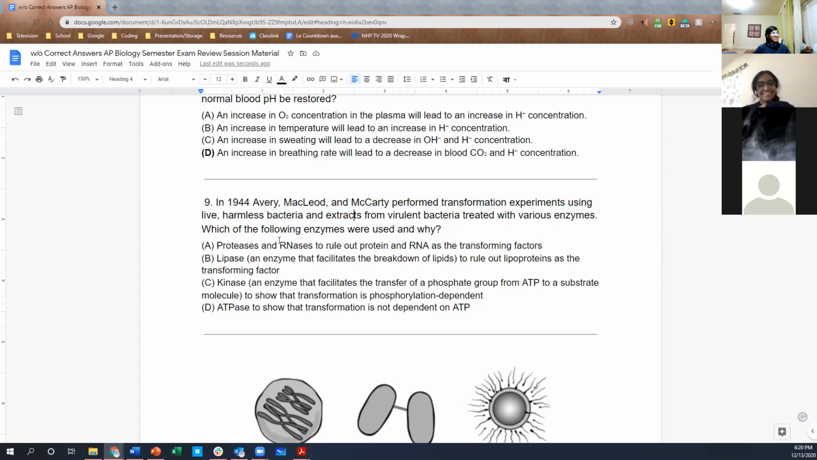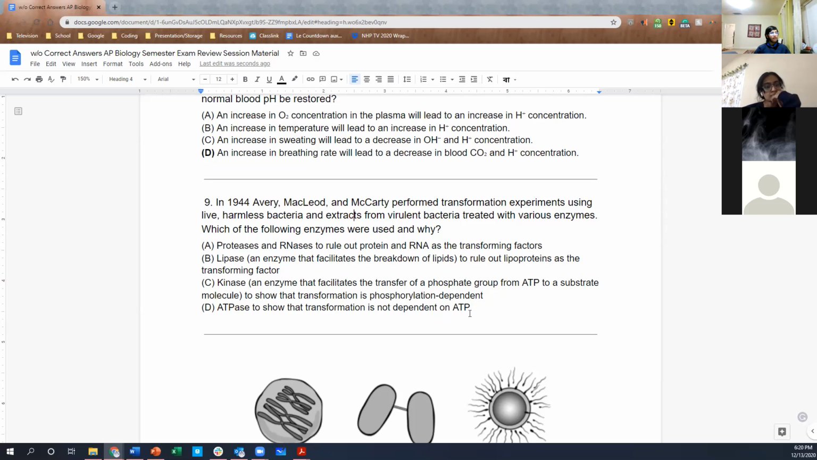Okay. Proteases and RNases to rule out protein and RNA as transforming factors. Lipase, an enzyme that facilitates the breakdown of lipids, to rule out lipoproteins as the transforming factor. Kinase, an enzyme that facilitates the transfer, and so on, to show that transformation is phosphorylation dependent. ATPase to show that transformation is not dependent on ATP. Well, the transforming factor is RNA or DNA, some sort of nucleic acid.